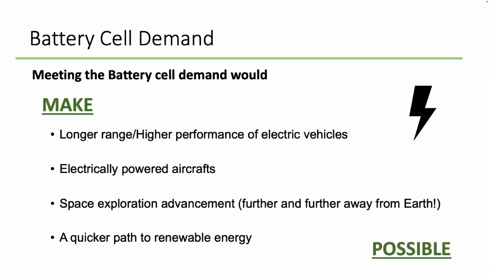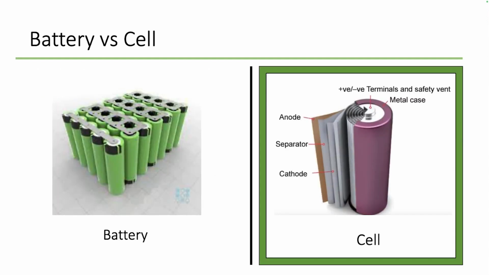So what would happen if we meet this demand? So first thing is you'll get longer range, high performance electric vehicles. Second thing is you'll be seeing electric planes or electric aircrafts. Third thing would be further and further space exploration, which is basically because the further you move away from Earth, it's going to get colder and colder, and cells or batteries can't operate at extreme temperatures. And of course, last but not the least, is a quicker path to renewable energy.